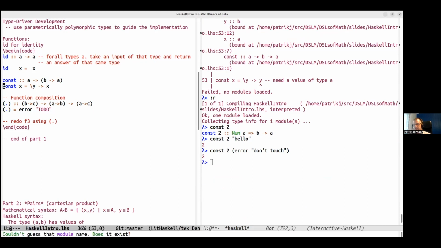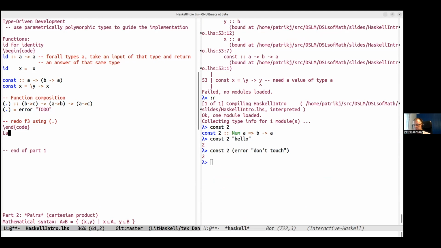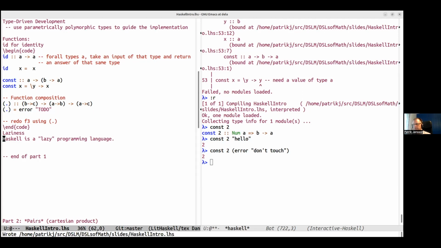And this is an illustration of what is called laziness. Haskell is a lazy programming language, meaning it doesn't evaluate things until they are needed. So here is an example. The error message, "don't touch", would be printed if it actually needed its second argument to const. But the function const takes x, it takes y, and returns x. It never even touches y. And that means we can get around using it without evaluating the second argument.